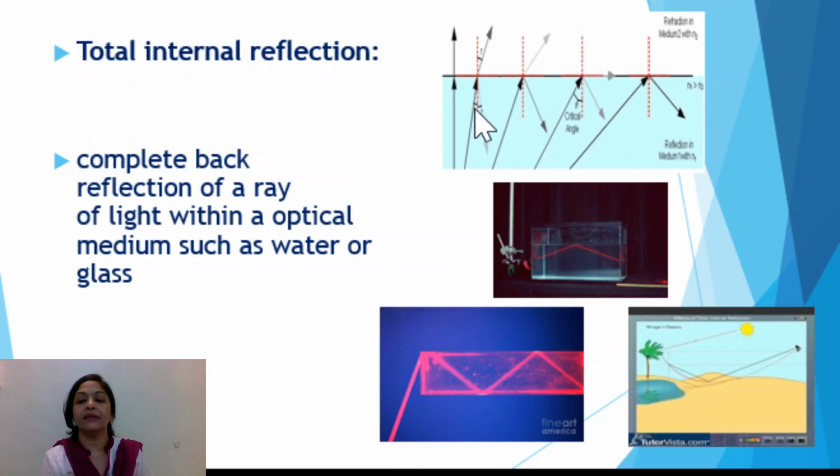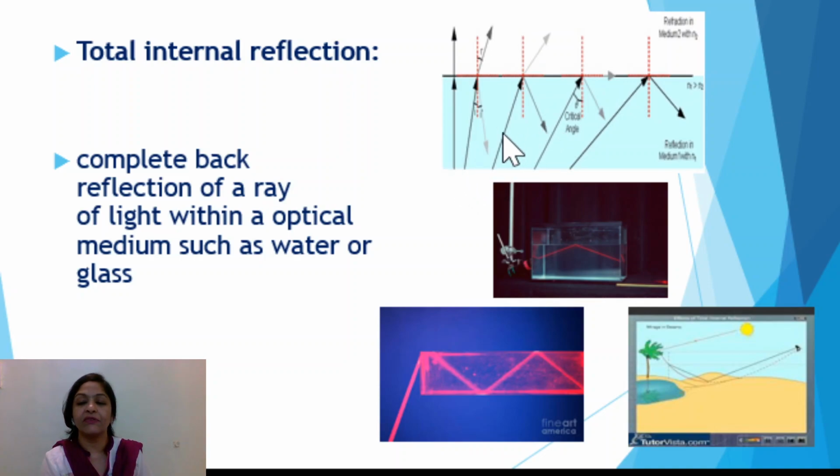Now we are making the incident angle. So light is incident here. This is the angle of incidence, and this is the ray of incidence. Now when this light is incident, there is a refraction of light. The ray will refract, and this ray is going away from the normal.